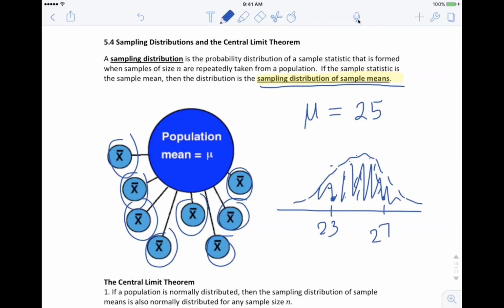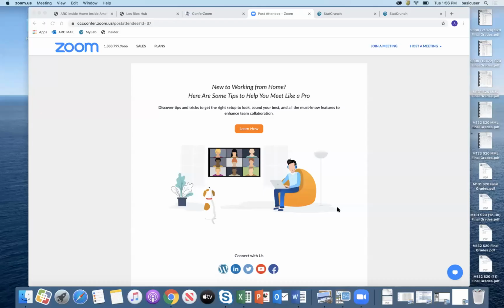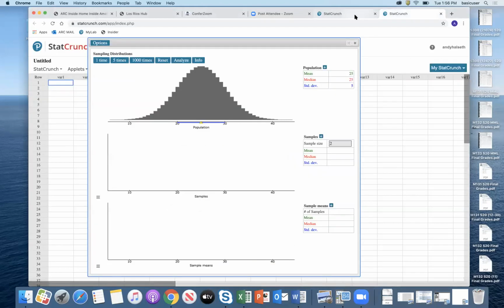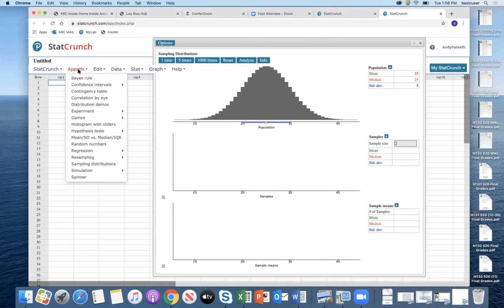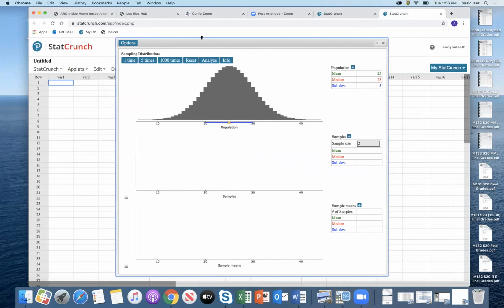To get an idea of some of the characteristics of this distribution, we can use StatCrunch to explore a little bit further, and then we'll get into some formulas and examples. So let me share with you StatCrunch. There is a sampling distribution applet, which looks like this. If you want to play around with it, it's just under applets and then sampling distributions. Okay, so we're just going to explore with this.